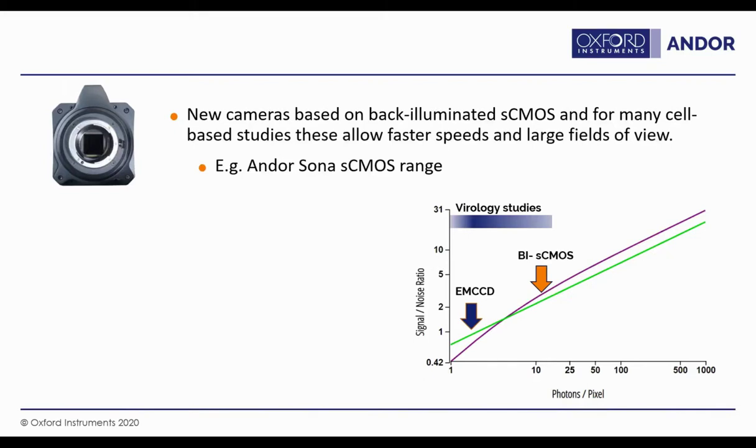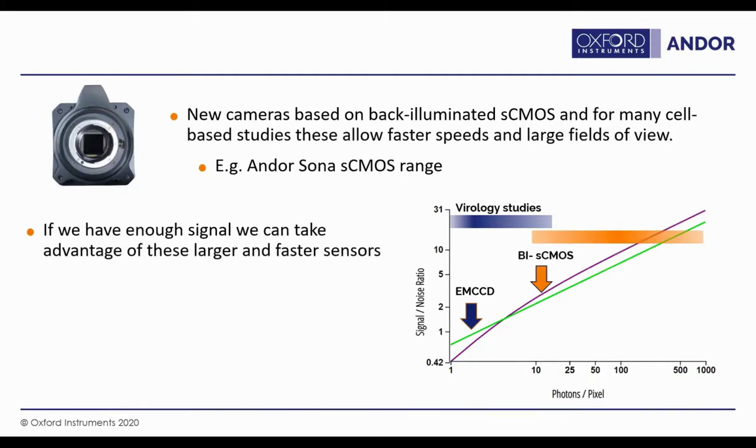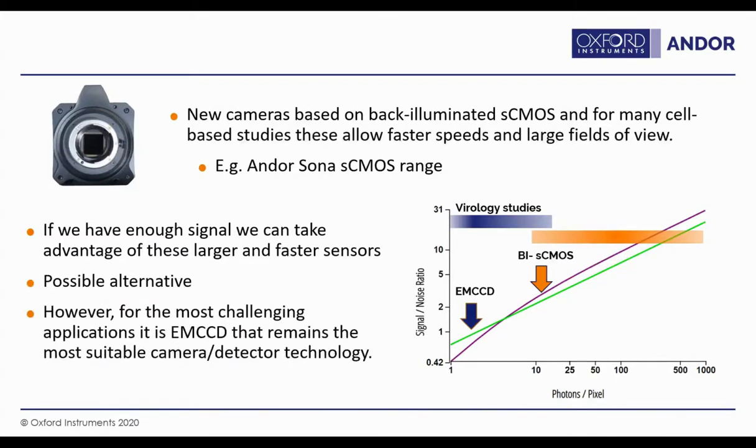So we can still see that where we see virology studies typically being situated, the EMCCD cameras would still overall be the option to choose. However, with back illuminated sCMOS cameras, you do see some overlap potentially. So if we have enough signal, we can take advantage of those faster sCMOS cameras and the wider fields of view, so we can see more of a sample and more of what's happening within the cell. So that means that it is a possible alternative to consider.